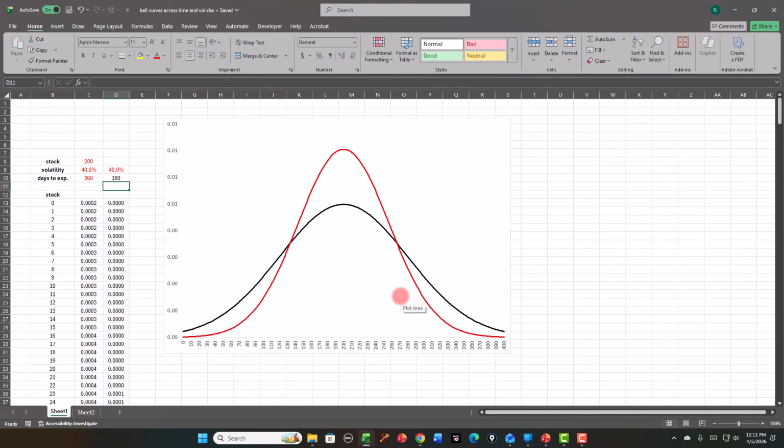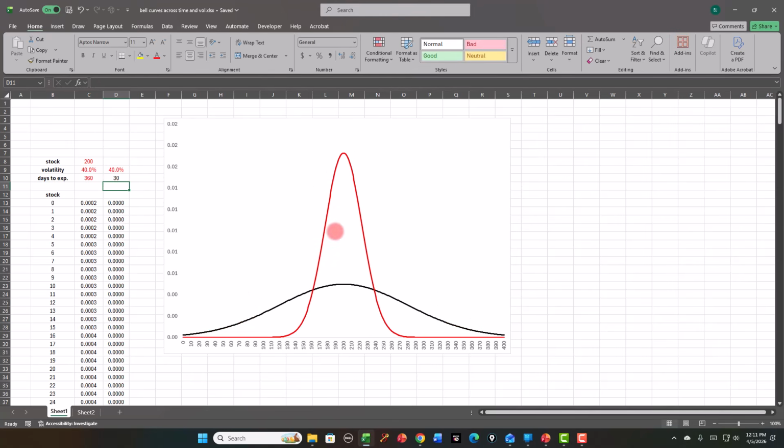Start compressing even more. So the point is that as time goes by, let's go down to 30 days. See, this is the gamma I was talking about, like the field goal in the last 30 seconds of a tie game. We are going to resolve very, very quickly. All of these tails have gone to 0. So watch what happens when we go to 1 day.